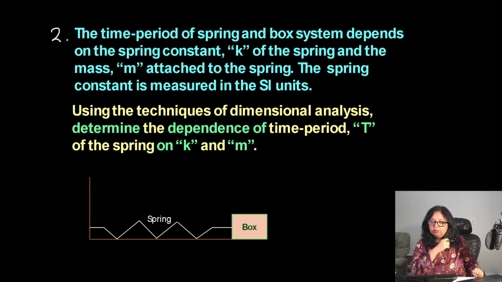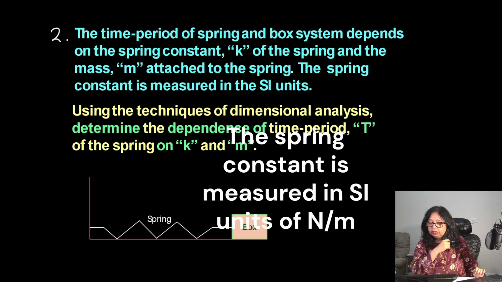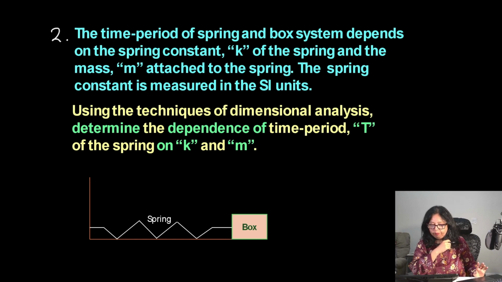In the second problem, we're told that the time period of a spring and box system depends on the spring constant K of the spring and the mass M attached to the spring. The spring constant is measured in the SI units. Using the techniques of dimensional analysis, determine the dependence of time period T of the spring on K and M. Okay, so let's first understand what the time period of a spring and a box system means.